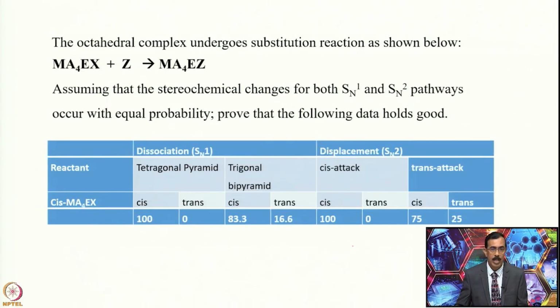And a similar problem I have also given here for a simple cis compound. It is a cis compound, and it is not an optically active compound. The data I have also given. I have to see here the consequences.